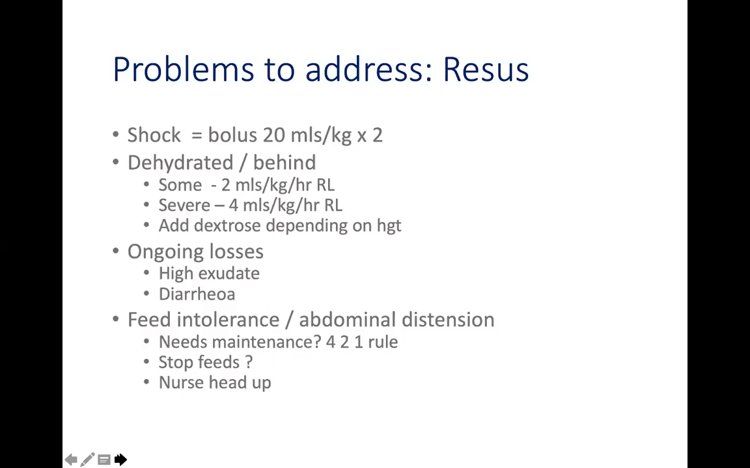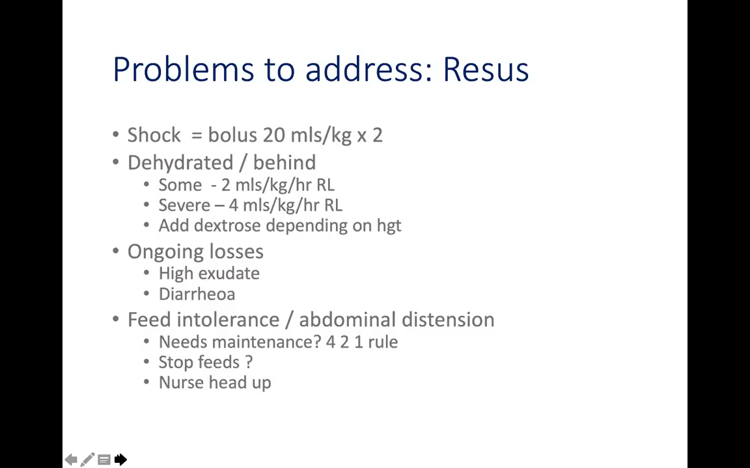Not every sick child's feeds need to be stopped. Some of them are quite sick, but their abdomens are completely non-distended. In that case, you don't have to stop the feeds. If there's diarrhea, you can still continue feeding. It's really about looking for that abdominal distension. And obviously, if they're vomiting, you want to stop the feeds.